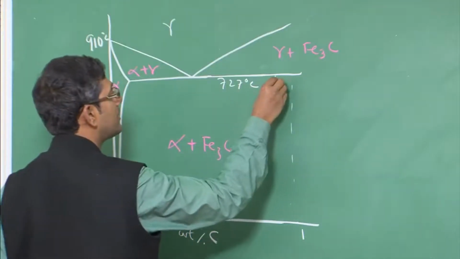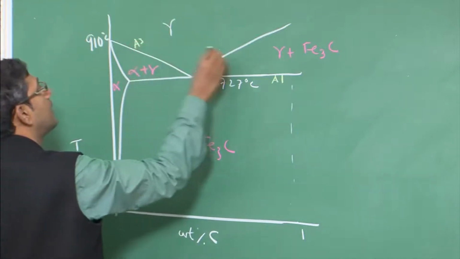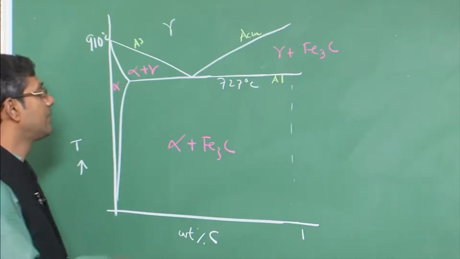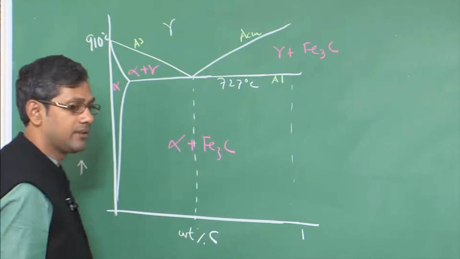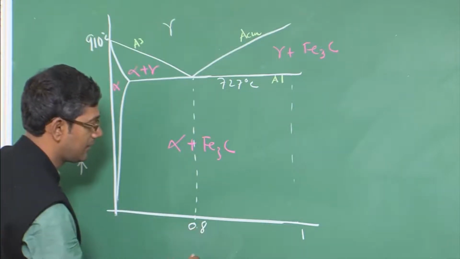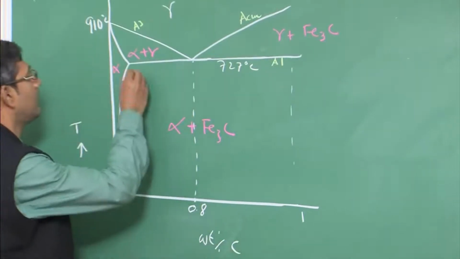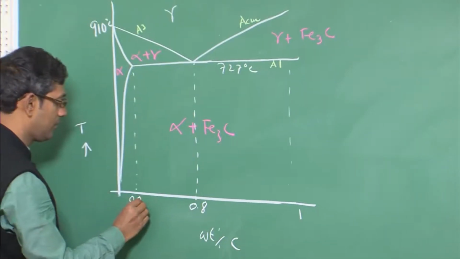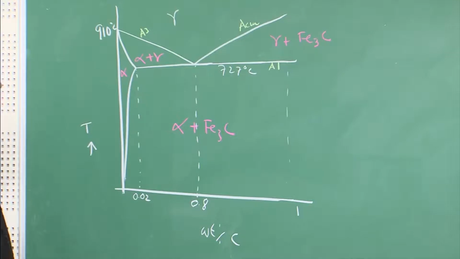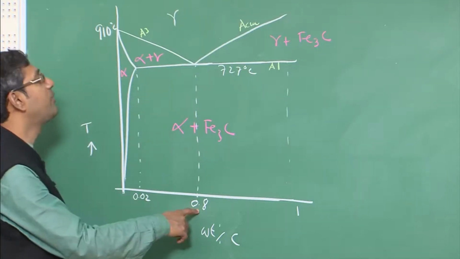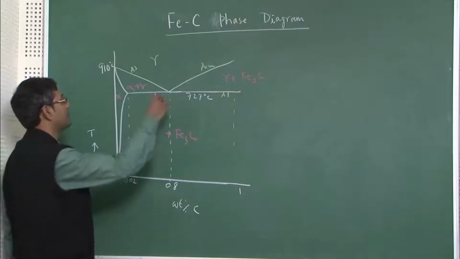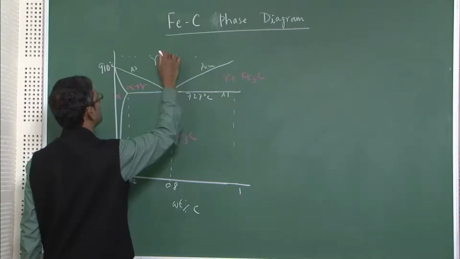And what are these lines? This is the A1 temperature line, this is the A3 line, and this is the ACM line or curve. Fine. So now the question: this is my eutectoid composition, 0.8 weight percent of carbon, and this one is 0.02. This is not to scale; I have drawn it this way to show you in a detailed manner. Now if I take a steel of 0.8 percent composition and heat it beyond 727 degrees Celsius, the A1 temperature, say to about 950 degrees Celsius at this point.